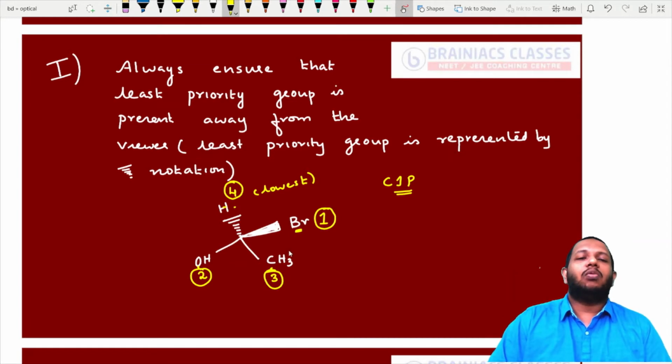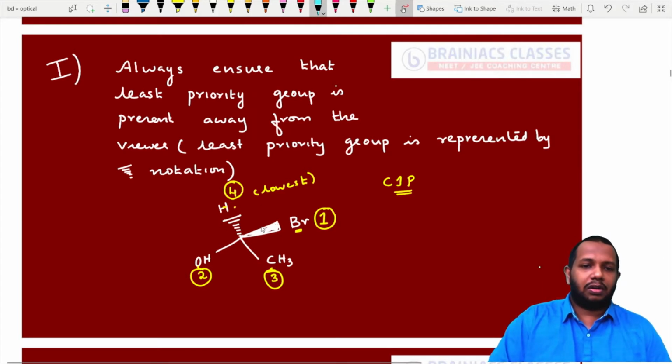Okay, now what do you need to do next? You need to move from 1 to 2, then from 2 to 3. That is all you should do: 1 to 2, 2 to 3. So what is the direction of rotation? You can see here it is rotating in the anti-clockwise direction.